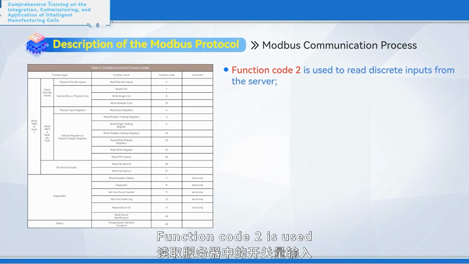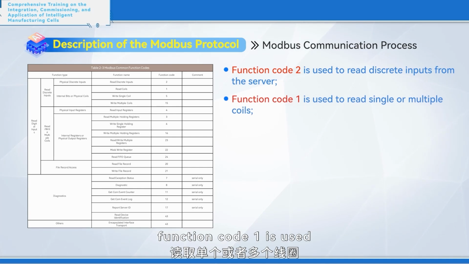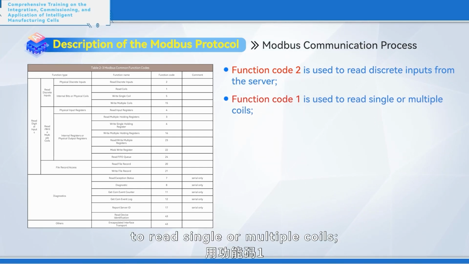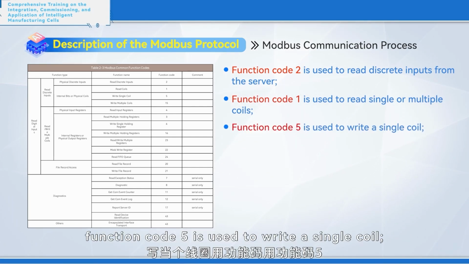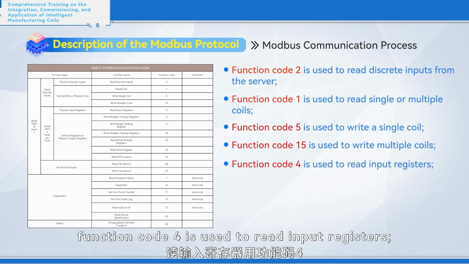Function code 2 is used to read discrete inputs from the server. Function code 1 is used to read single or multiple coils. Function code 5 is used to write a single coil. Function code 15 is used to write multiple coils. Function code 4 is used to read input registers.